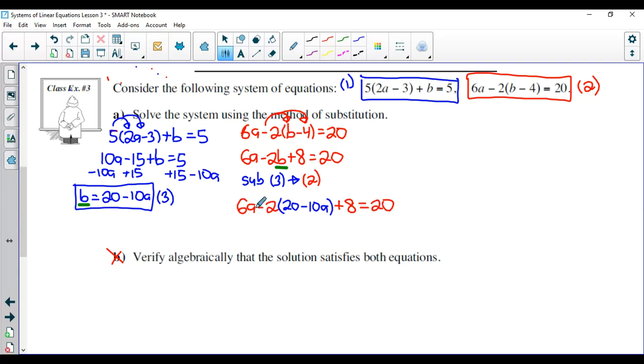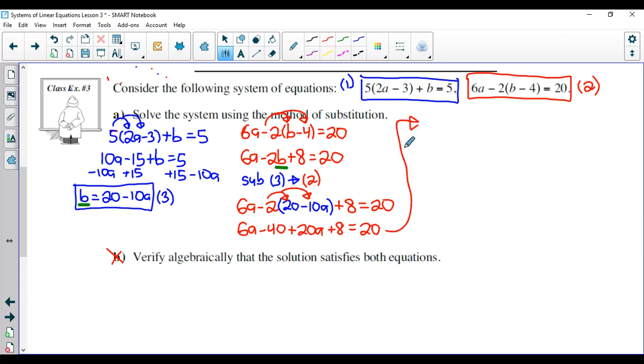Okay, we got to get a by itself now. So distributive property, apply this negative 2 to both things on the inside here. So this would turn into 6a minus 40. Negative 2 times 20 is negative 40. Negative 2 times negative 10a would be positive 20a. And then plus 8 would be equal to 20.